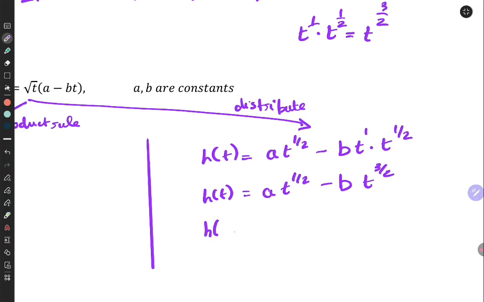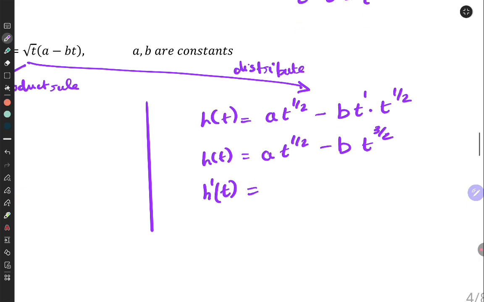The last one in your group. Last one in your group. Last gentleman. Derivative. Derivative.